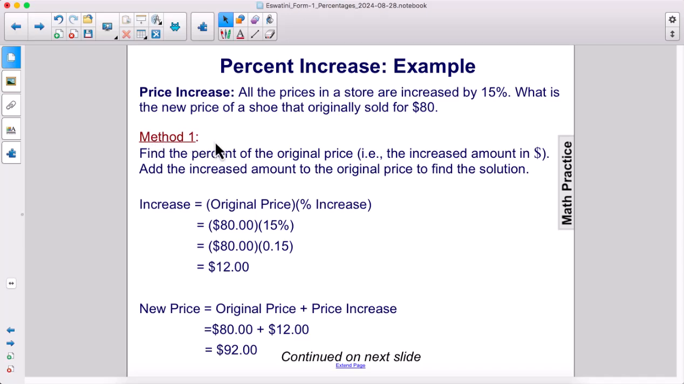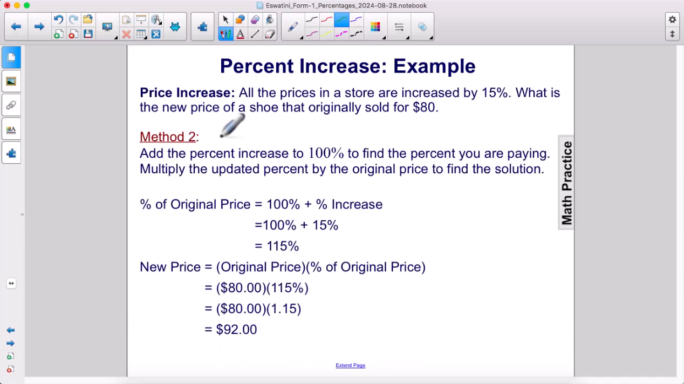To use method 1, we find the increase. We find the percent of the original price, the increased amount. So the increase is the original price times 15%. That's 0.15 times 80, which is $12. The new price will be the original price plus the price increase, which gives us $92.